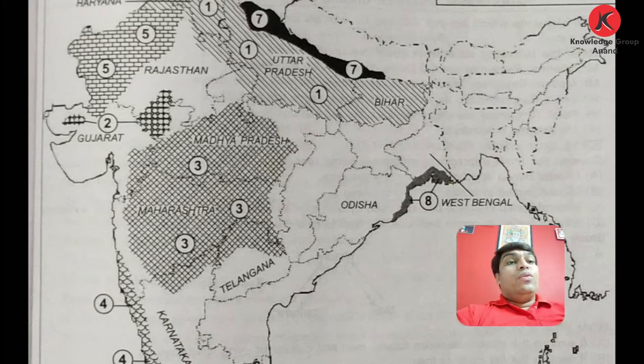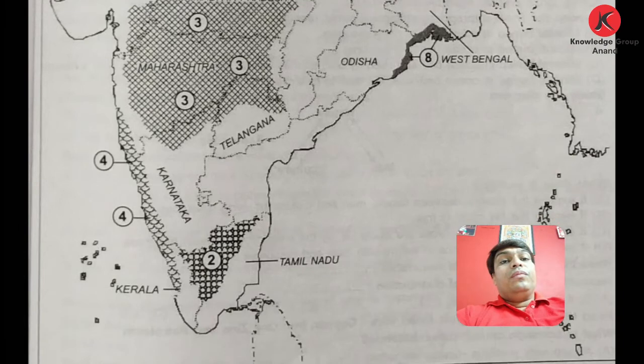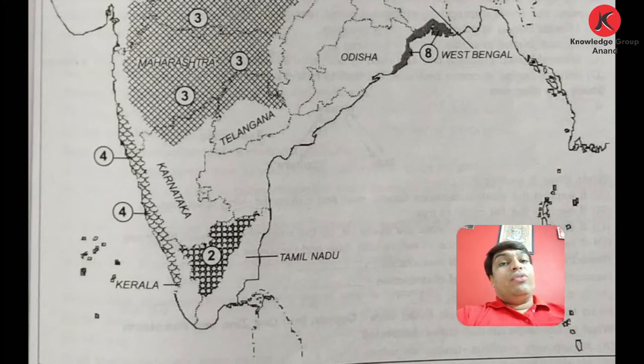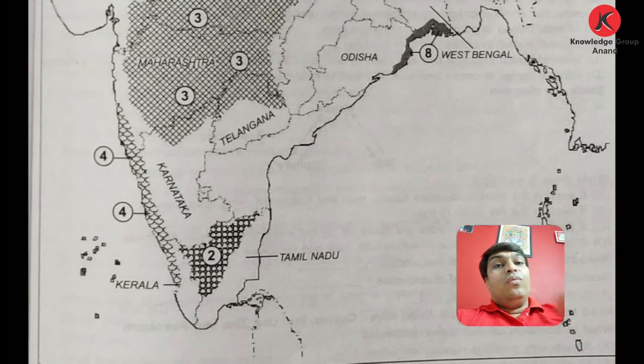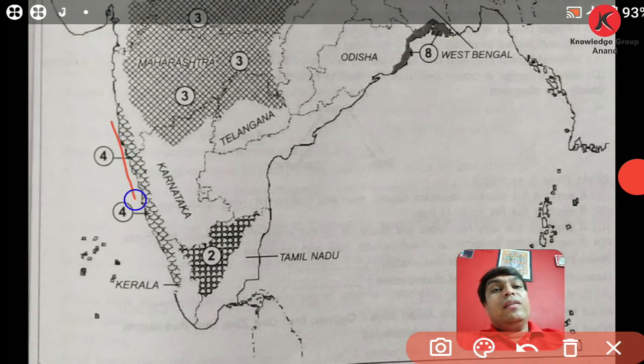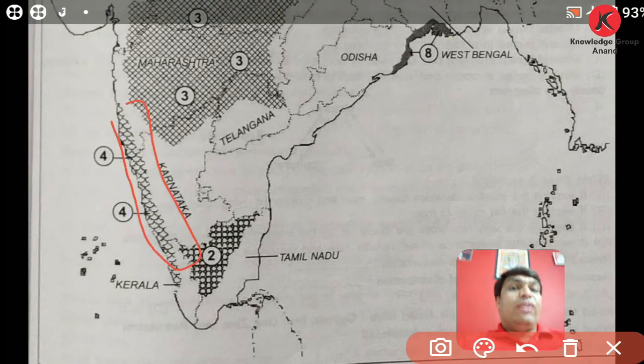Now friends, when we talk about the laterite soil, we can clearly see it in the Western Ghats. When we talk about this laterite soil, we know the name laterite is derived from the Latin word later, which means bricks.